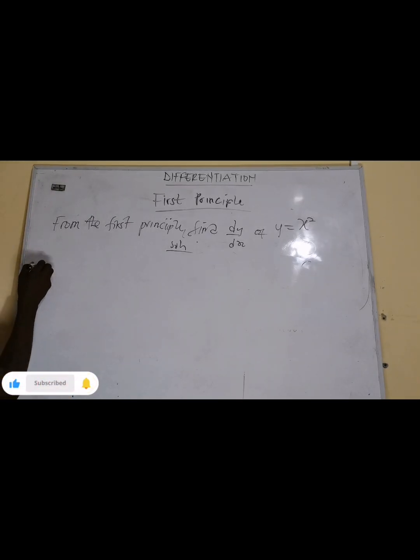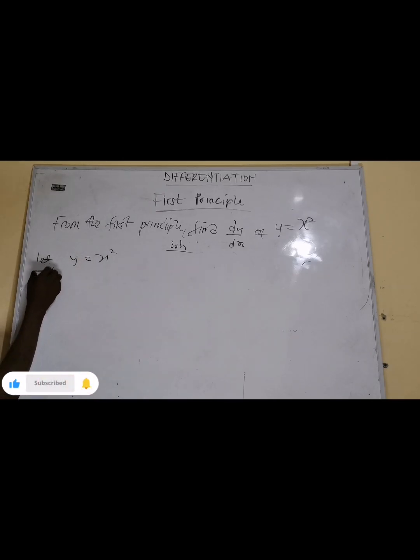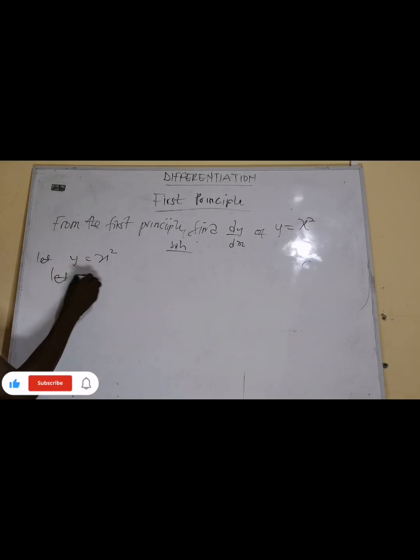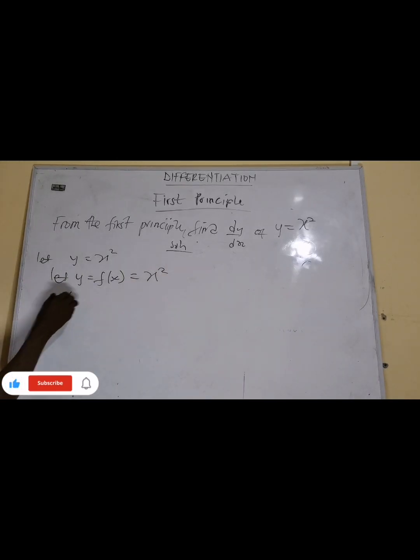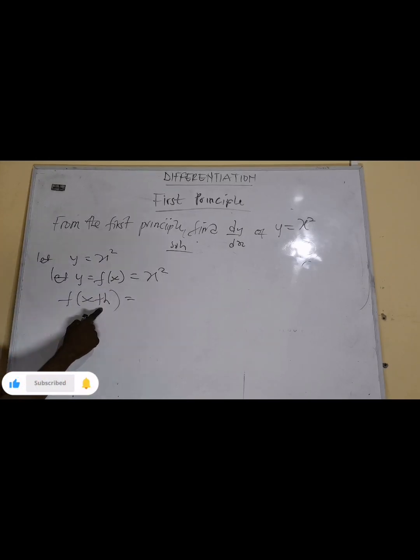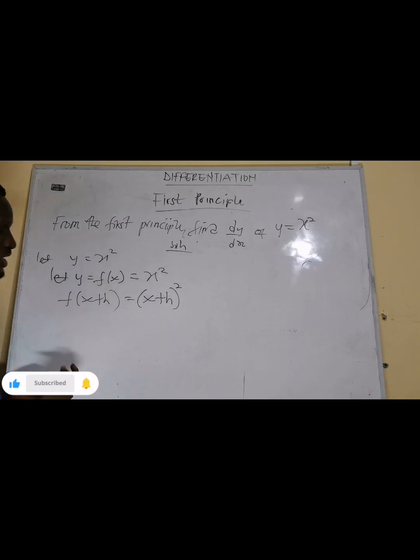Now, with this one, our y is equal to x squared. So I'm going to say let y be the same as f of x, the same as x squared. I need to find f of x plus h. So the x here is replaced by x plus h, so I get x plus h, whole squared, because this x is the same as the x here.